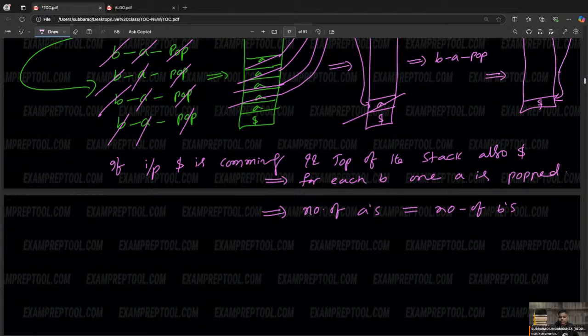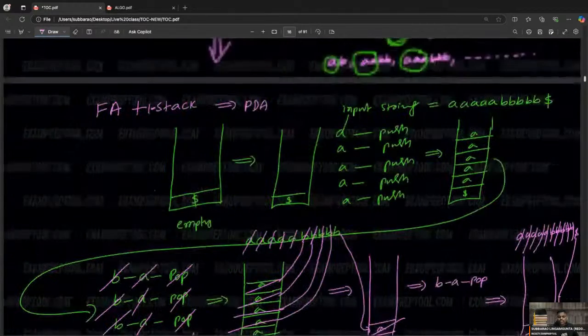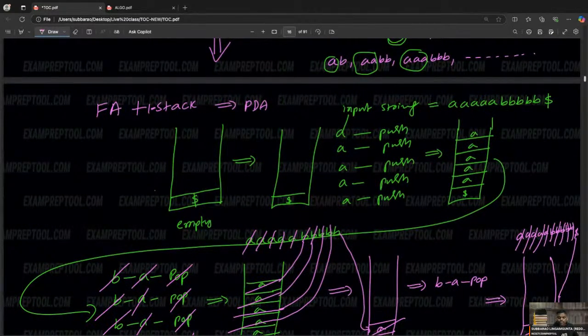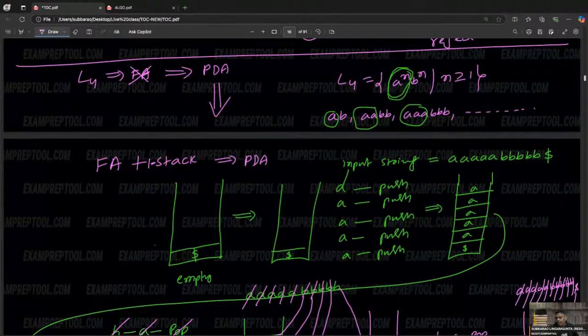Remember, this problem can be solved, but a stack is required to solve this problem. Finite automata don't have a stack. Without a stack, this problem cannot be done. So PDA contains a stack, and finite automata also. Remember, PDA already contains finite automata.